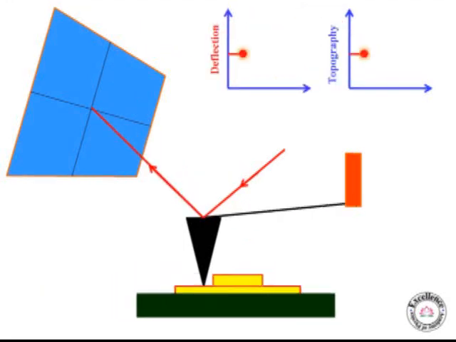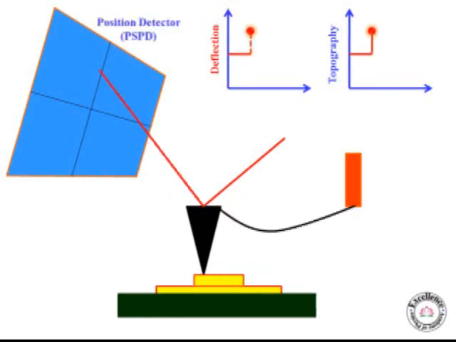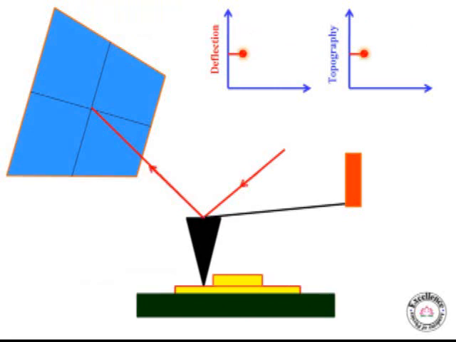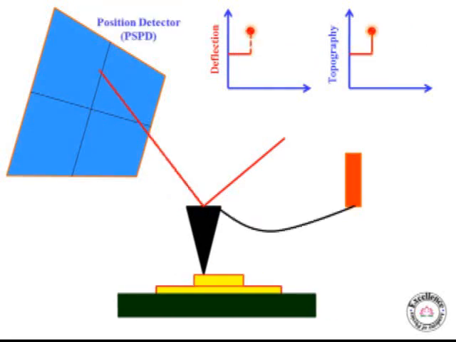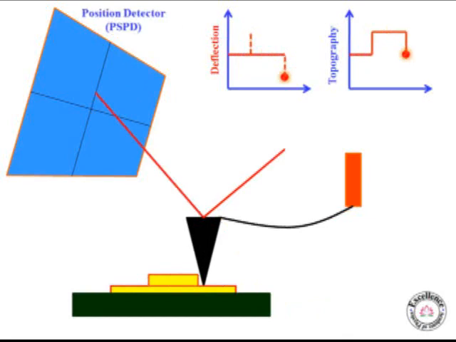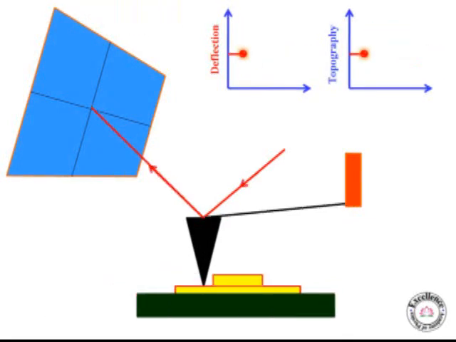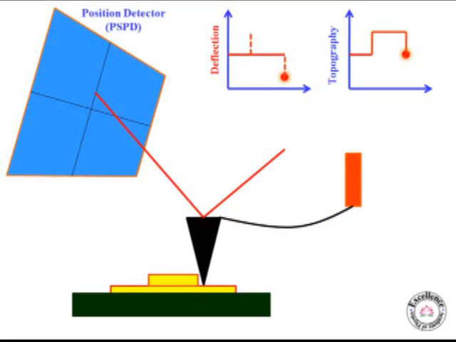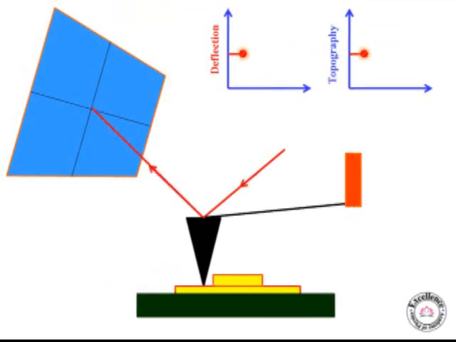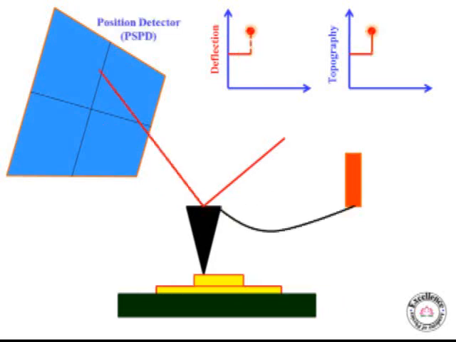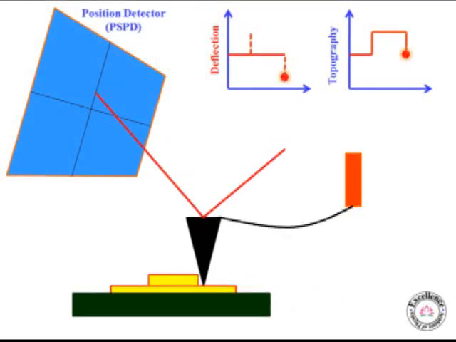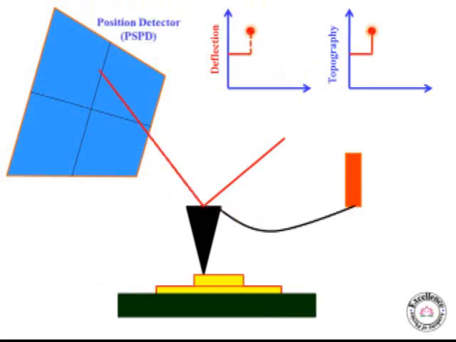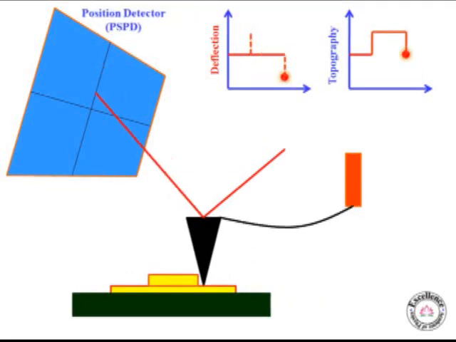An AFM images the topography of a sample surface by scanning the cantilever over a region of interest. The raised and lowered features on the sample surface influence the deflection of the cantilever, which is monitored by the PSPD. By using a feedback loop to control the height of the tip above the surface while maintaining constant laser position, an AFM can generate an accurate topographic map of the sample surface.